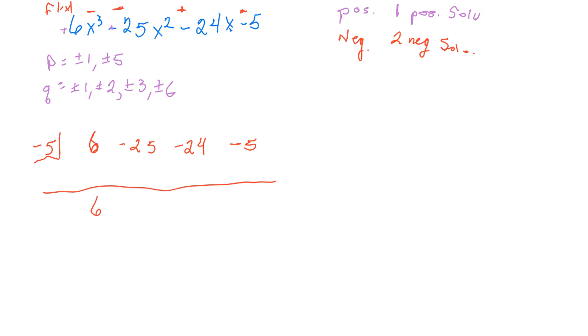Bring down the 6. 6 times negative 5 is negative 30. That gives me a negative 55 times the negative 5 is going to be really big. I'm going to subtract 24 from it. I don't think that's going to work. So let's go back and hope I don't erase the whole thing here.